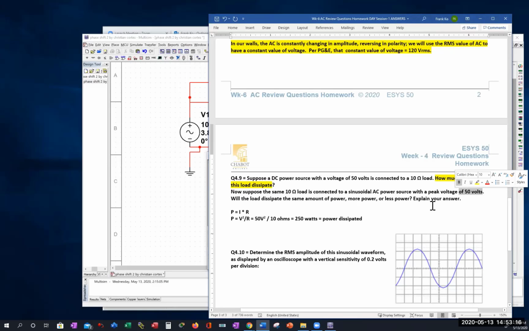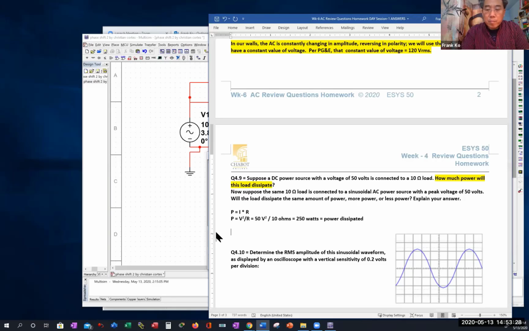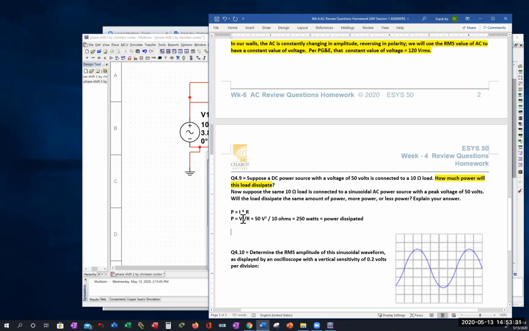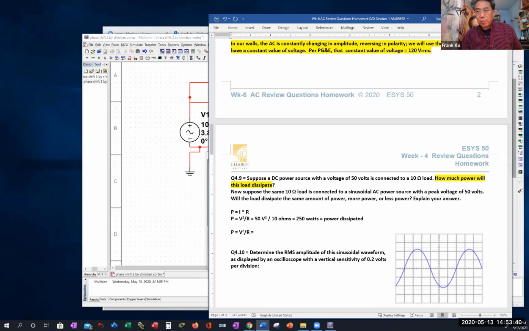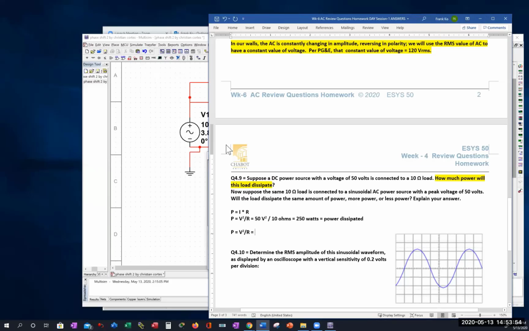So what I did was I also used the power formula. P equals volts squared divided by the 10 ohms. So it's the same thing. I'm going to copy this and paste it here. So we'll start with this. And then what do you do with that? So I did 50 volts squared divided by 10 ohms, and it will give me 250 watts for the same load.